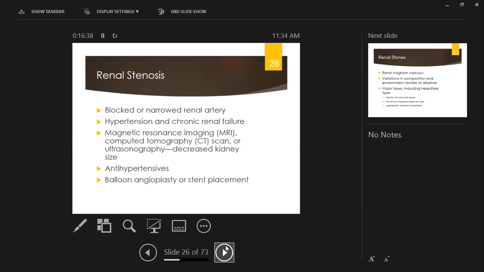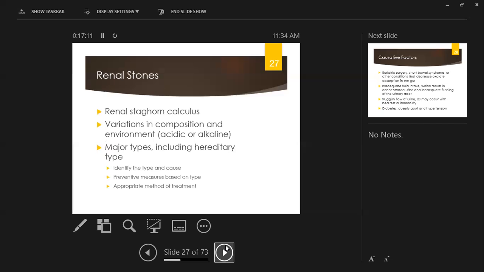MRI, magnetic resonance imaging, computed tomography or CT scanning, and ultrasonography are going to show a decreased kidney size, which is going to be indicative of that renal stenosis, not getting enough blood flow to the kidney. Antihypertensives can be given to decrease the blood pressure. We may do some balloon angioplasty in order to open up that artery to provide improved perfusion. We also may place a stent in that renal artery.